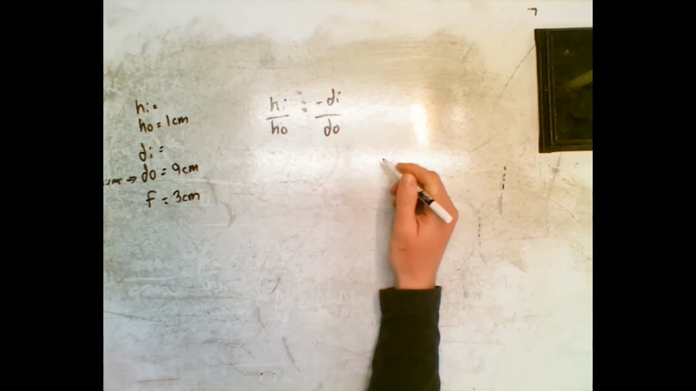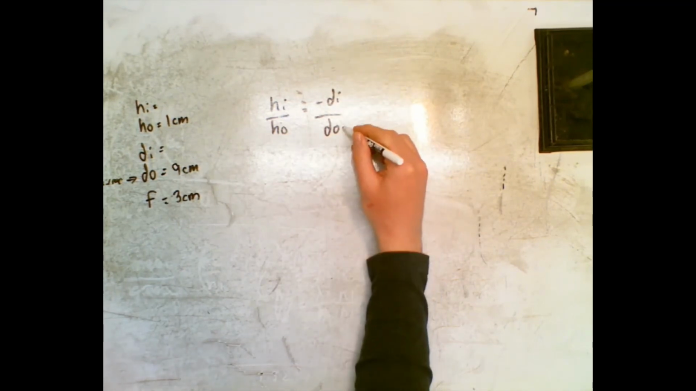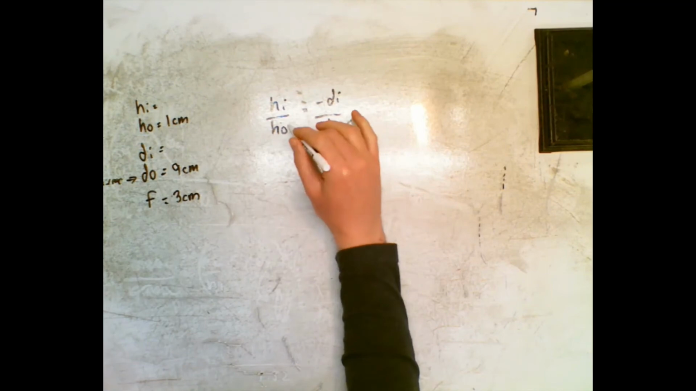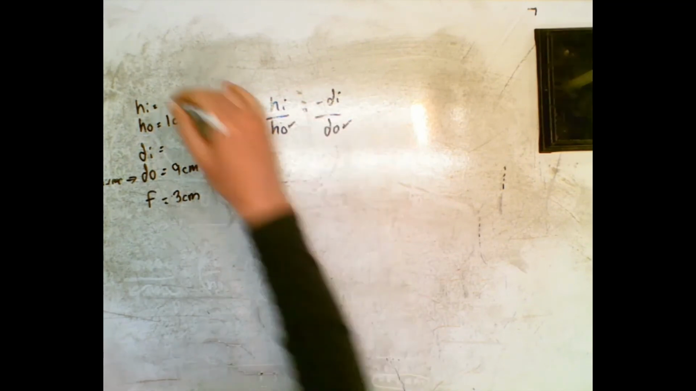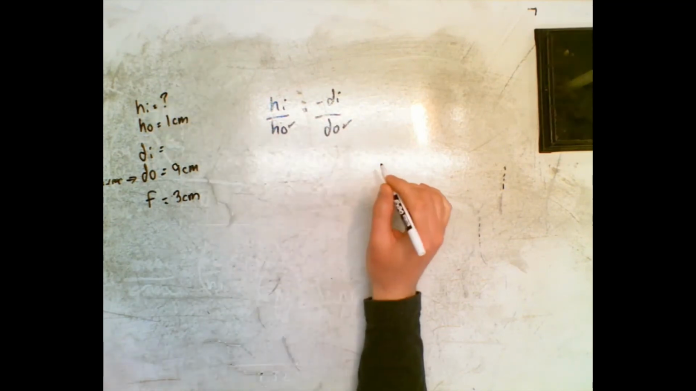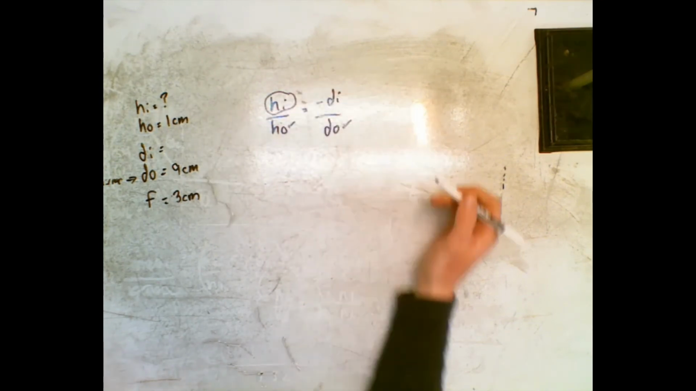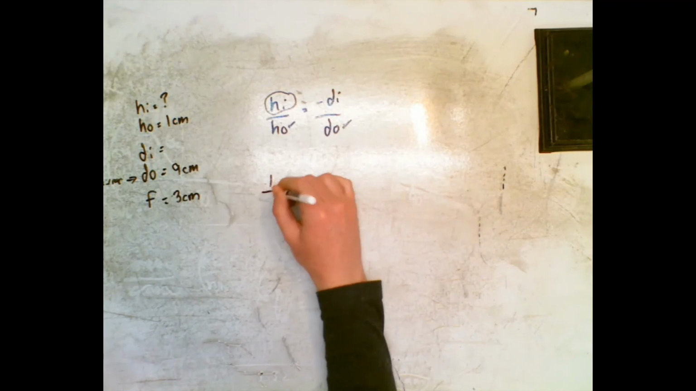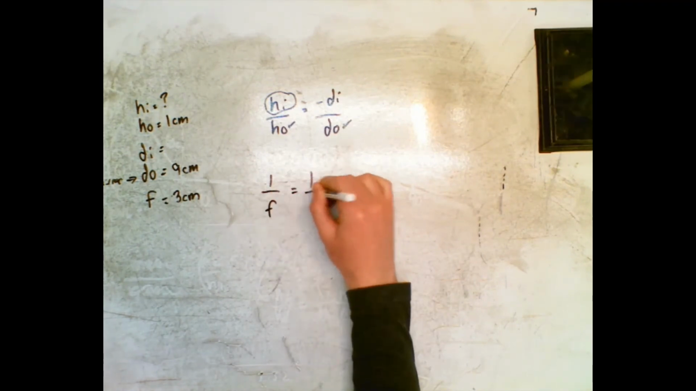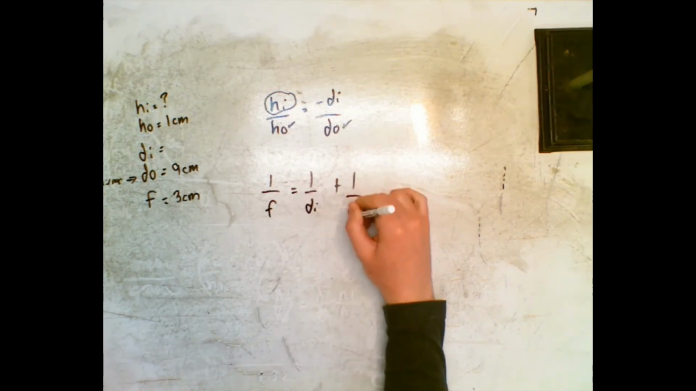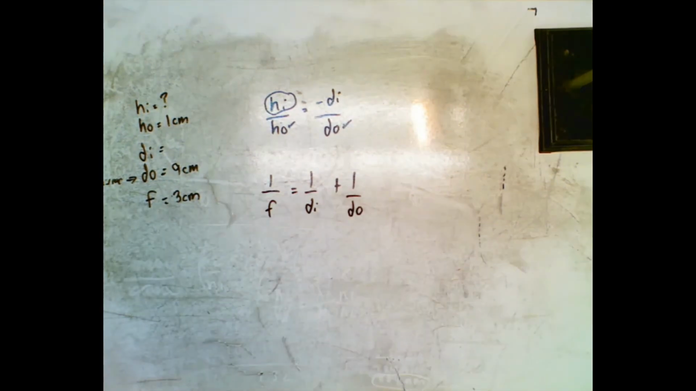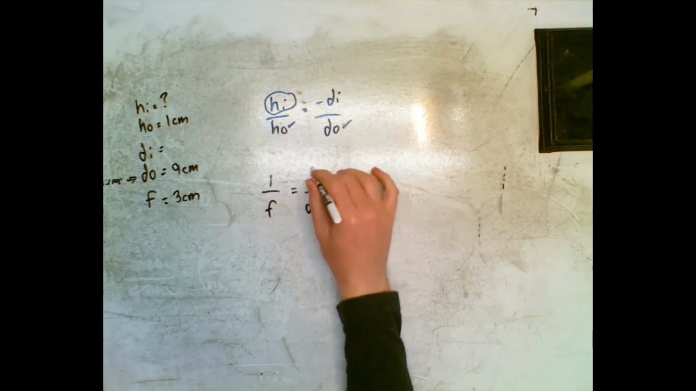And we can see if we have enough information. So we have do, and we have ho, and we want to find the height of the image, which we know is smaller. So we're trying to find this, but we don't have di, so it means we have to use our other formula first. So 1 over f equals 1 over di plus 1 over do. And we want to find di first.